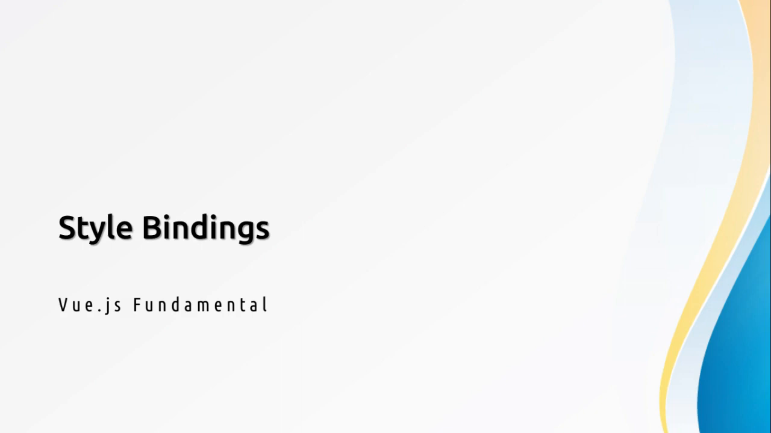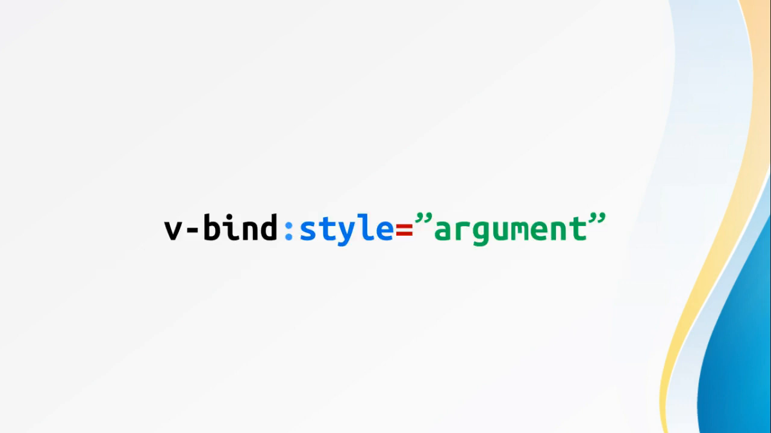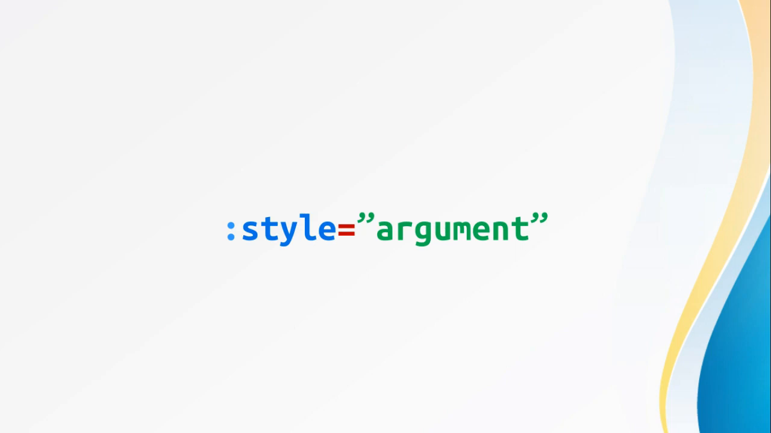In this lesson, we're going to learn about style binding. The style binding is a mechanism for dynamically applying one or more CSS style definitions to a particular element. To do so, we can use the v-bind:style directive, then pass an argument. Or we can use the shorthand syntax, just :style, then pass in the argument. The argument here can be an object or an array.